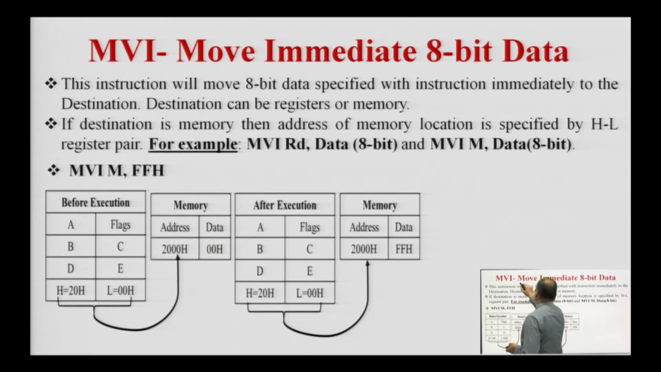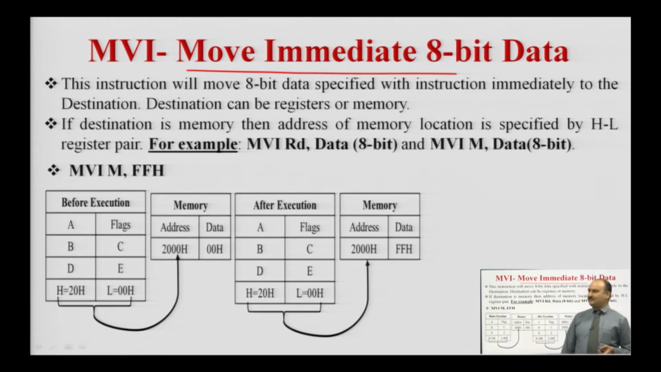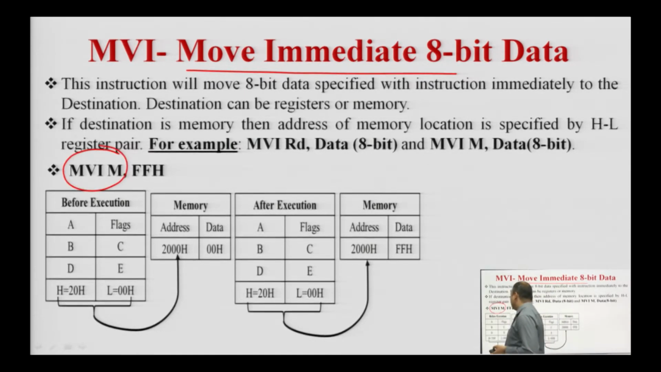This is nothing but move immediate 8-bit data. The 8-bit data is specified with the instruction. So, it is a 2-byte instruction, means the first byte is nothing but the operation code of instruction, and second byte is nothing but the data which is specified with the instruction.